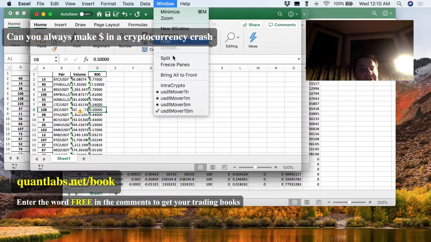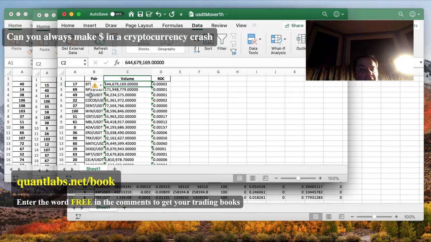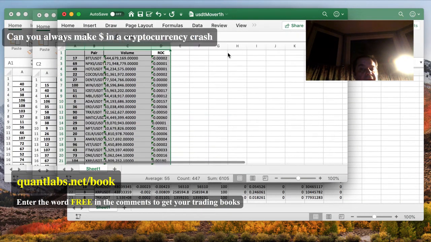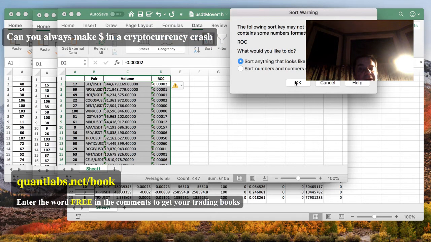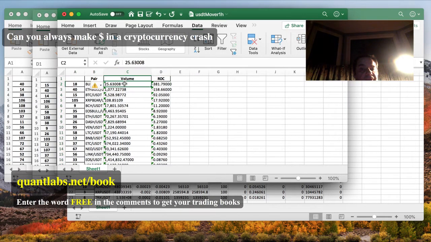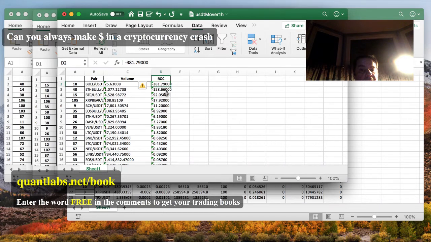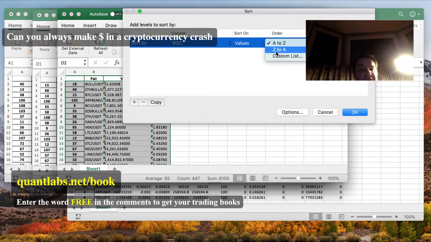profit opportunities. If I was to show you the hourly as well, this will change, of course, because we're running it again. But you can see here, you can always sort by, let's see here, if I go Z to A, make it ROC rate of change again, and again, that is on hourly data. Let me just redo that: data, sort, Z to A, I believe it is.